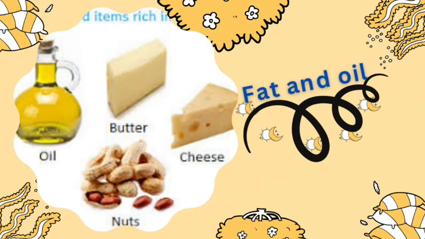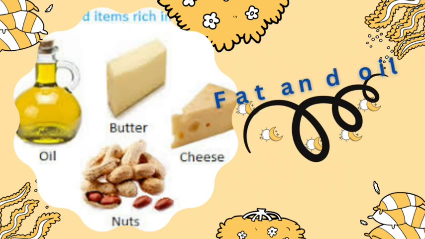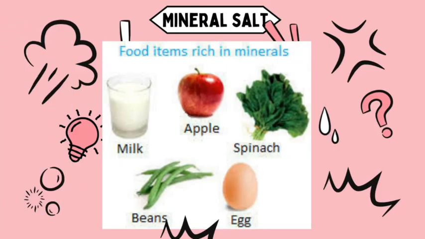Then the next class of food is fat and oil. Examples of fat and oil are oil, your groundnut oil, butter, cheese, nuts. These are some of the examples of food that contains fat and oil. The next class of food is mineral salts. Mineral salt examples are milk, apple, spinach, beans, egg. These are some of the examples.